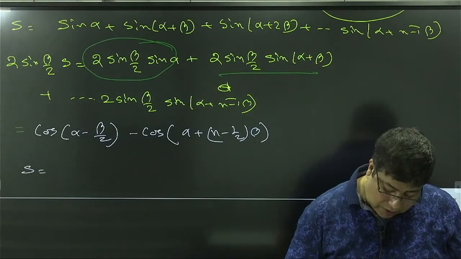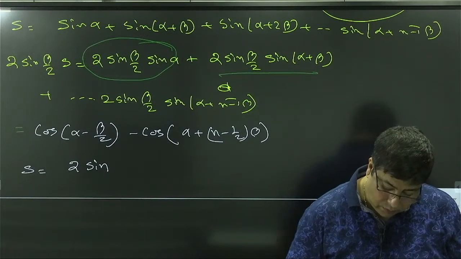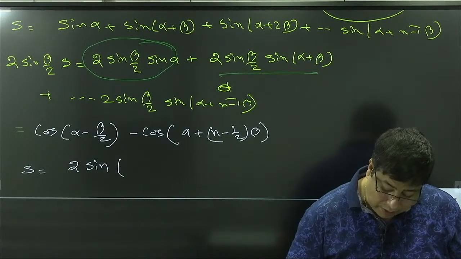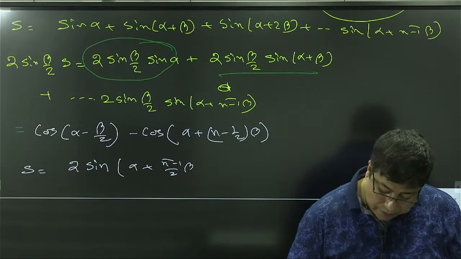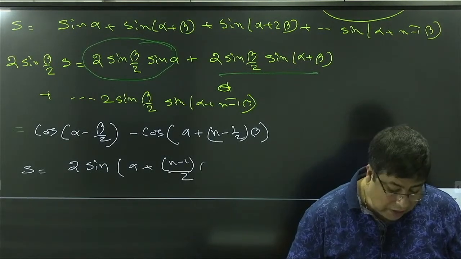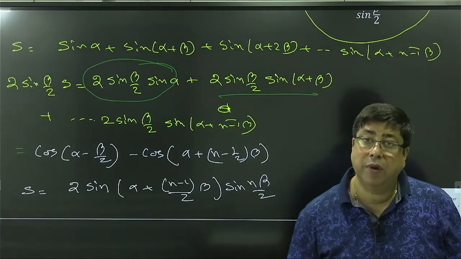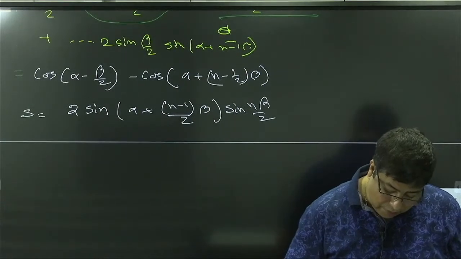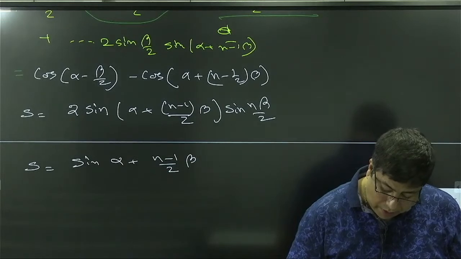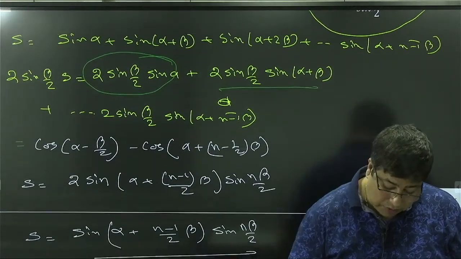Therefore, once again, if we add the series, we get 2 sin((c+d)/2) sin((d−c)/2) with alpha plus (n minus 1)/2 into beta. I am making it presentable so it is easier to understand. S multiplied by 2 sin beta by 2, and if we divide, the 2 cancels on both sides. Therefore S equals sin(alpha plus (n minus 1)/2 into beta) into sin(n beta by 2), divided by sin beta by 2.